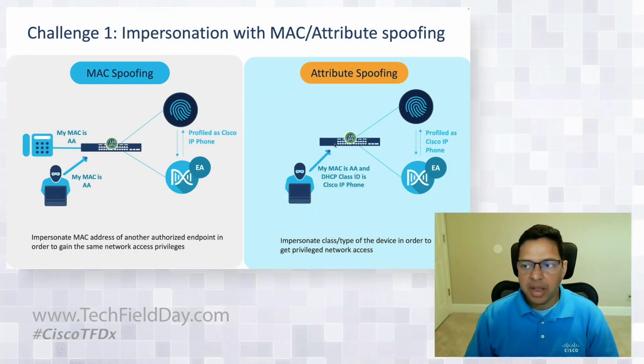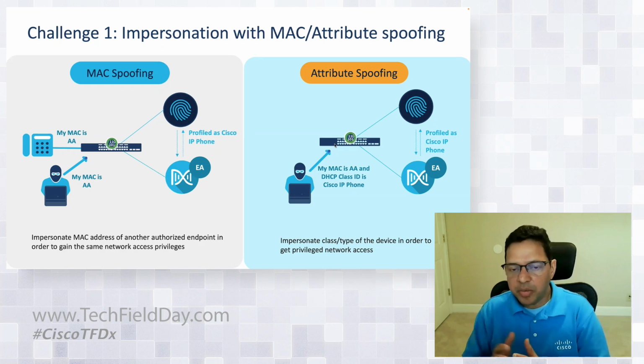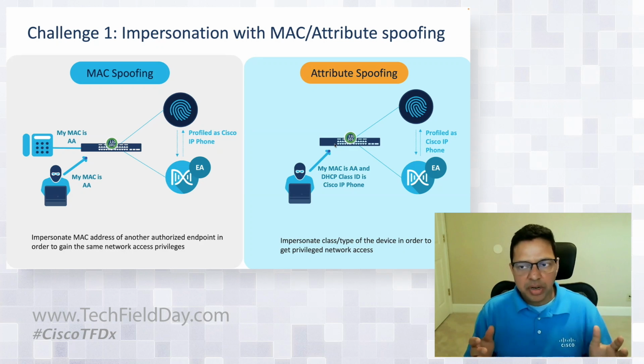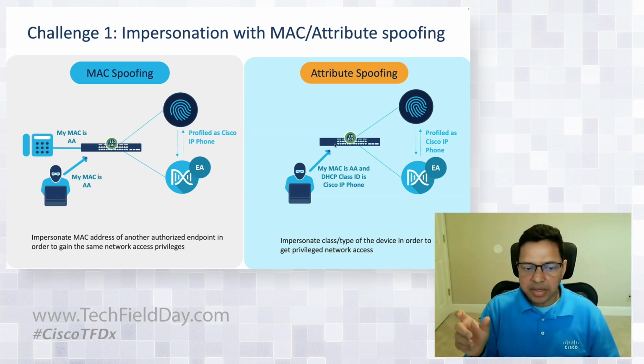Okay, so let's talk about impersonation attacks. What is an impersonation attack? An impersonation attack can be due to MAC spoofing or attribute spoofing. What happens here is that a legitimate device, for example an IP phone or a printer, gets connected to the network using a MAC address. Now ISE profiles this endpoint nicely, and the idea is that the IP phone gains a certain level of privileges in the network.